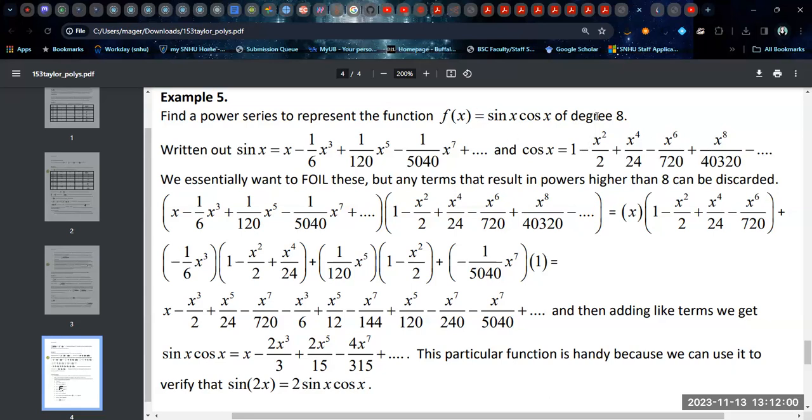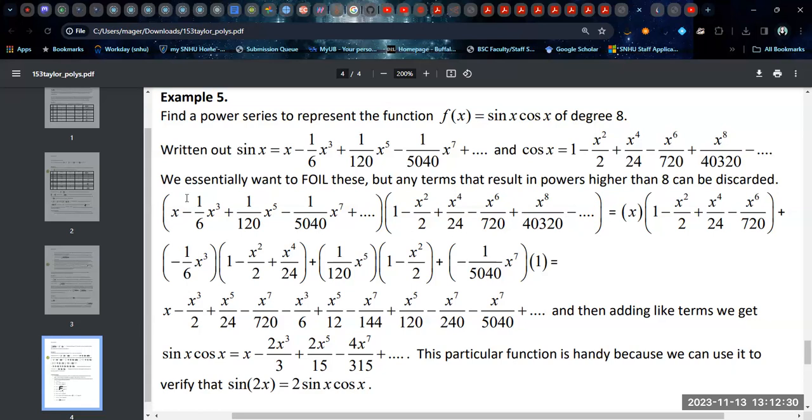Now, it's asking me for a polynomial of up to degree 8. Okay, so I generate my terms for the sine x and the cosine x up to that point, and then I FOIL them just like I would with a regular polynomial. So I take my x and I multiply it by these terms. Now, because I'm telling myself I only need to go to degree 8, when I get a term that's going to give me degree 9, I can quit.